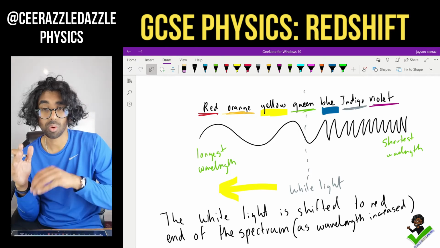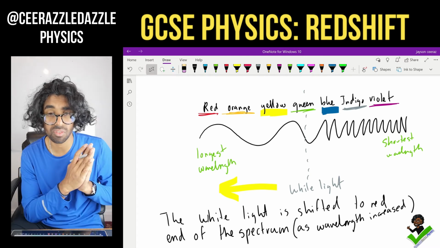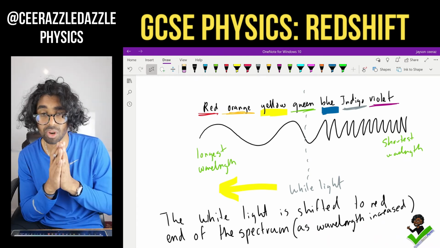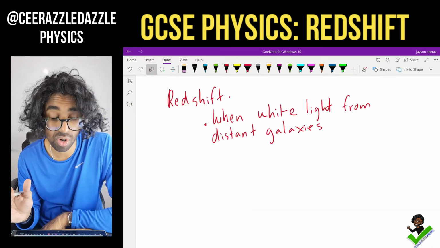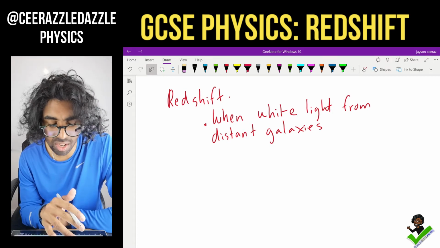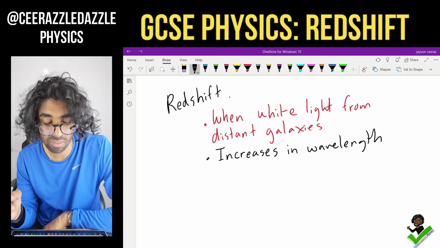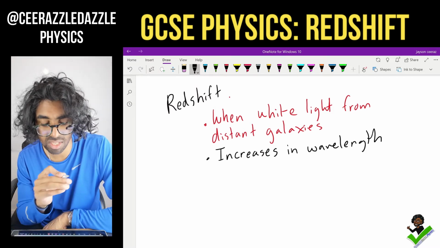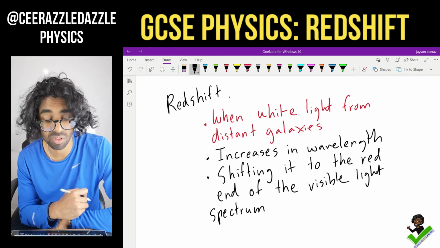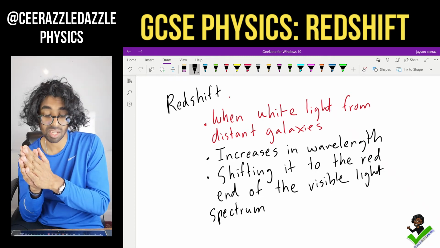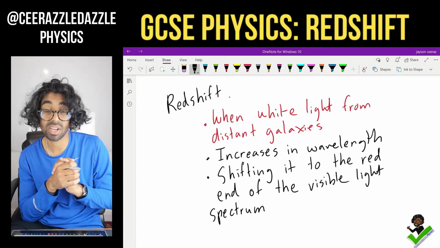Redshift is simply when the wavelength of white light increases and shifts to the red end of the spectrum. This only happens when the object is moving away from us. So let's put that down. Summarizing, redshift is when the white light from distant galaxies increases in wavelength, shifting it to the red end of the visible light spectrum. This is known as redshift.